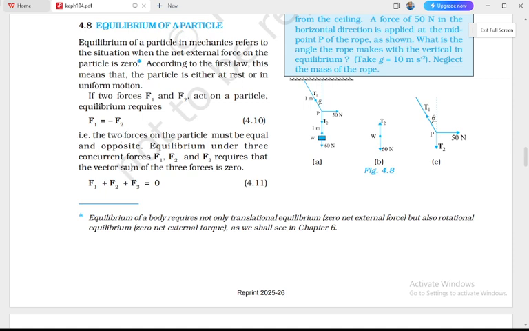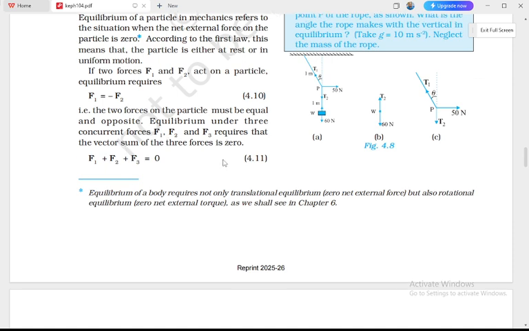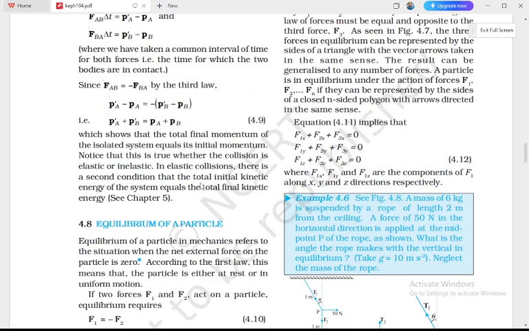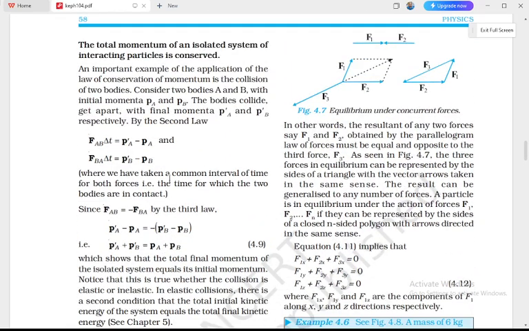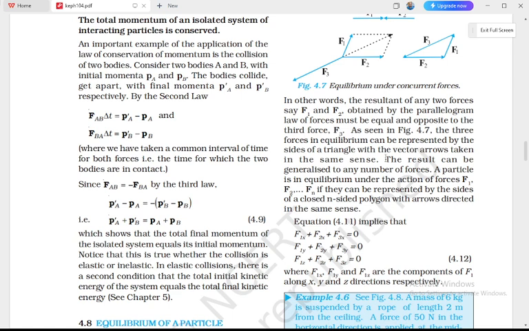Equilibrium under three concurrent forces F1, F2, and F3 requires that the vector sum of the three forces is zero, that is, F1 plus F2 plus F3 equal to 0. In other words, the resultant of any two forces, say F1 and F2, obtained by the parallelogram law of forces, must be equal and opposite to the third force F3. As seen in figure 4.7, the three forces in equilibrium can be represented by the sides of a triangle with the vector arrows taken in the same sense.